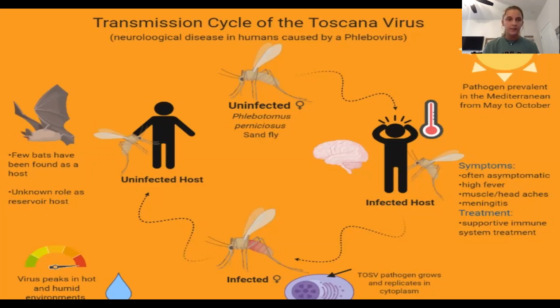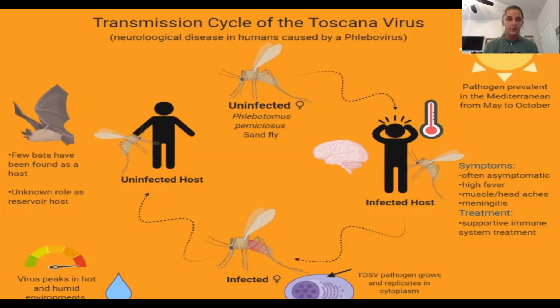When an uninfected female bites an infected host, such as a human, they will then themselves become infected. The pathogen will enter their system through the blood meal they just took, and therefore will then grow and replicate in the cytoplasm of the vector. This, in turn, will then allow for the infected sandfly to transmit the TOSV pathogen to other uninfected hosts.